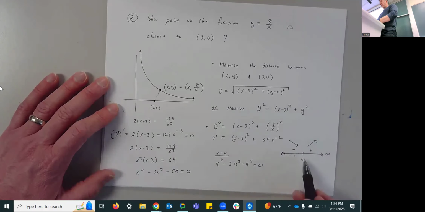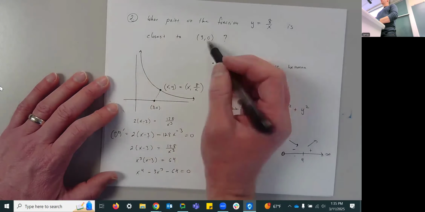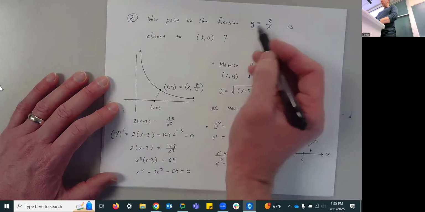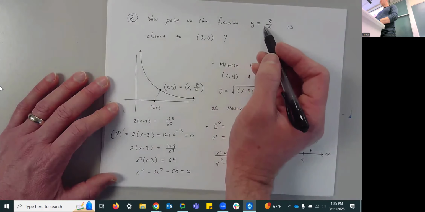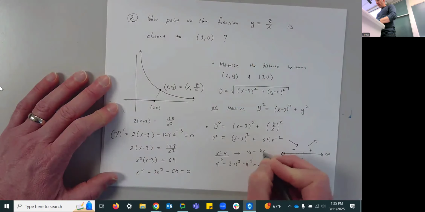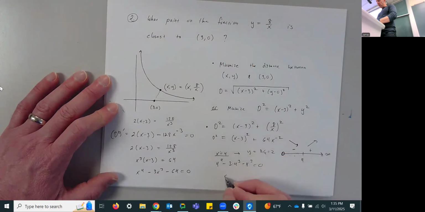Well, let's just say the value for x, we still haven't answered the question. Right? The question says, what point is closest? So we have to take our x value of 4, plug it back into this here to find the corresponding y coordinate. So if x is 4, y is going to equal 8 divided by 4, which is 2. So the closest point is 4, 2.